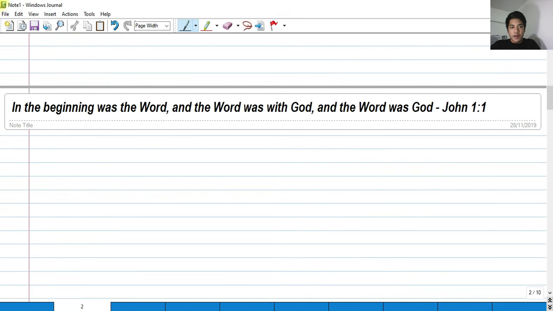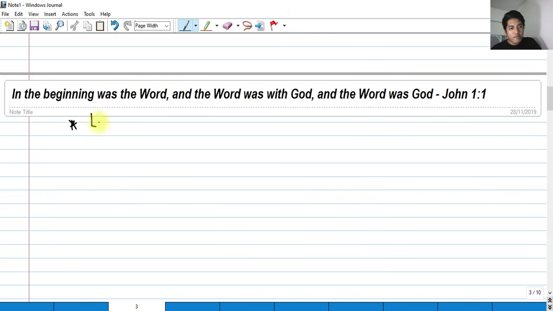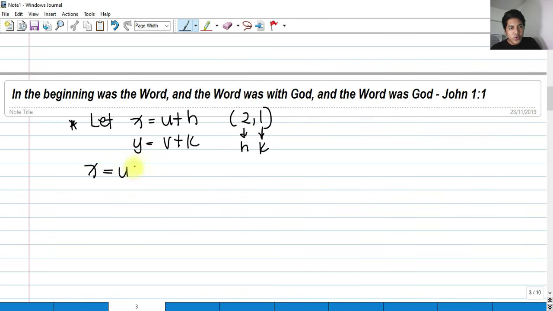And from the previous formula, we have to let x is equal to u plus h. We have y is equal to v plus k. The point of intersection is 2, 1, wherein this is our h and this is our k. So if we're going to substitute that, we have x equals u plus 2. We have y is equal to v plus 1. And we're going to get the derivative of that.